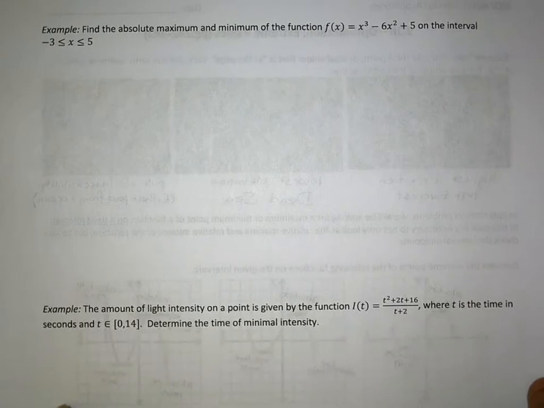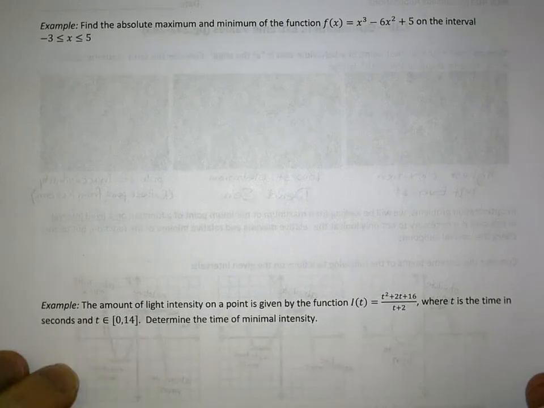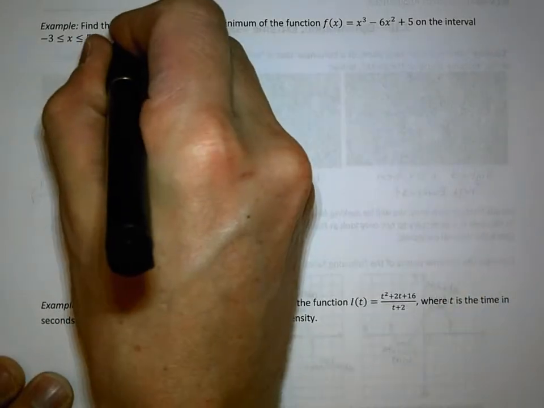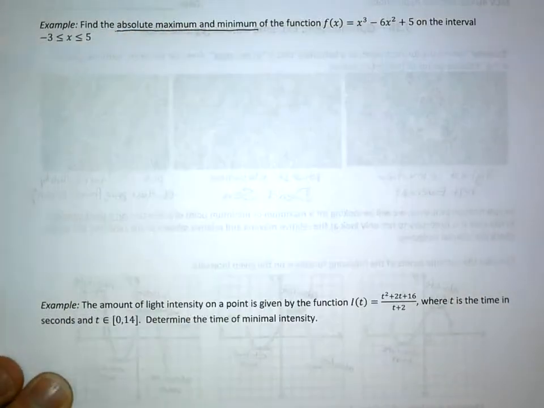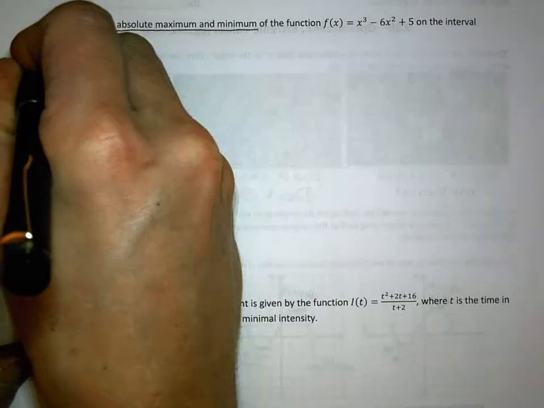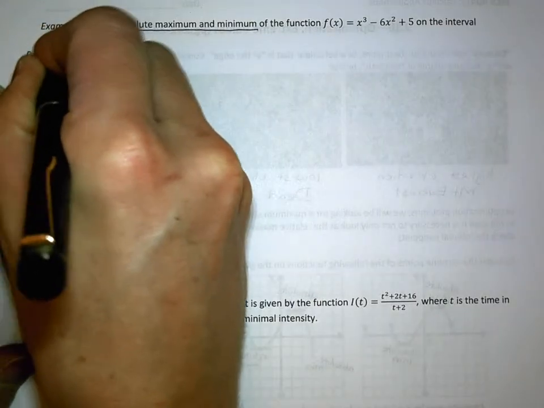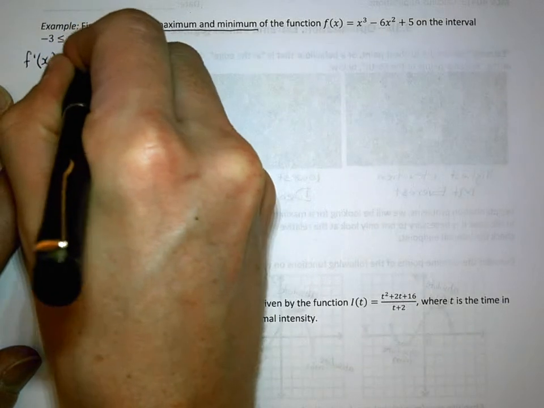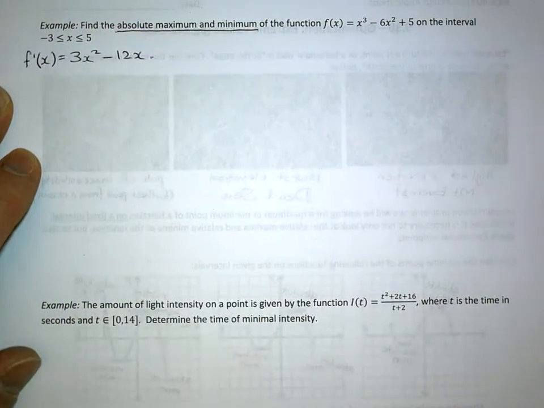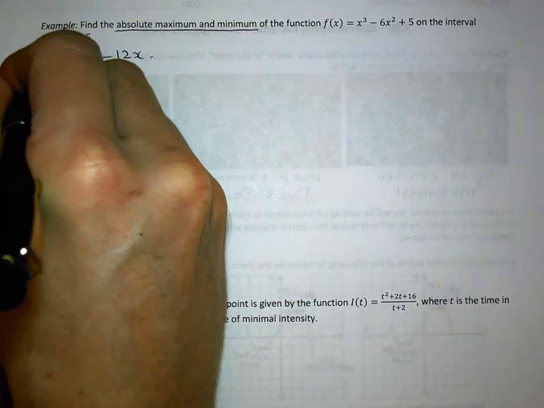Okay, find the absolute maximum and minimum of this function on this interval. So this is not quite a word problem, but it's asking for an absolute max, which means I have to do this kind of procedure. Remember, the other term for this is global max, global min. So we need to find the derivative first, right? That's what my procedure was. Just like a normal question, I'm trying to find the max min points. So there's my derivative.